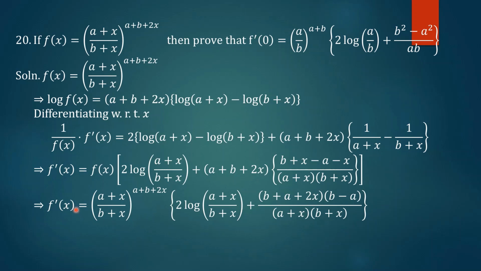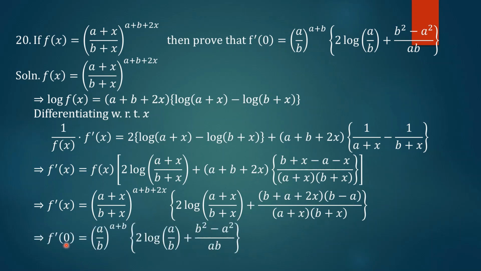Okay, now we put just x is equal to 0 here. The question is asking for f dash 0. So you take f dash 0 is equal to a plus 0 by b plus 0, so it is simply a by b, to the power a plus b plus 0, meaning a plus b, whole into twice of log is there. a plus 0 by b plus 0, meaning a by b, plus it is a plus b plus a into b minus a will be equal to b square minus a square divided by a into b, because x is equal to 0. So this completes the solution of the problem.